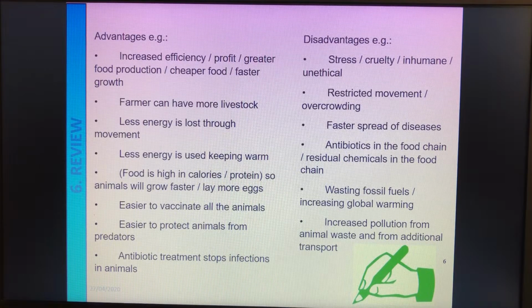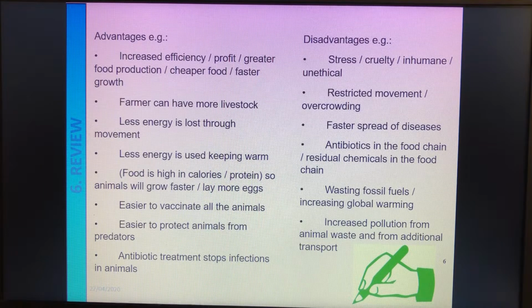The food is high in calories, so the animals will grow faster, or the chickens may lay more eggs. Easier to vaccinate the animals because they're in a confined space. It's easy to kind of monitor their medical needs. Easier to protect them from predators because they're trapped. And those antibiotic treatments to stop infection. So notice how each point is a point, and then it's saying why that's good. Okay, so it's not just protecting animals, it's protecting animals from predators. It's not just giving them antibiotics, it's to stop infections.